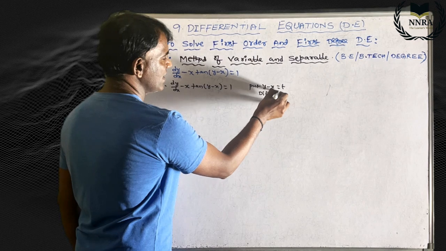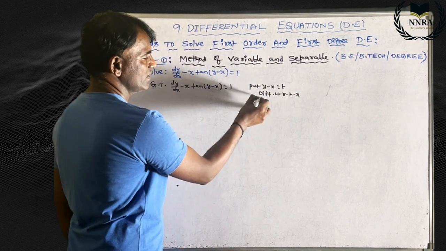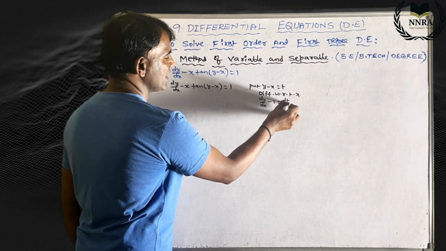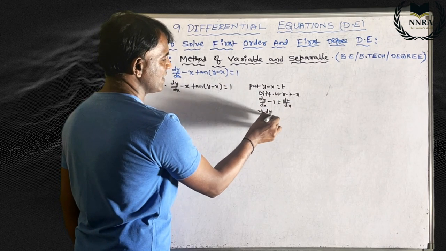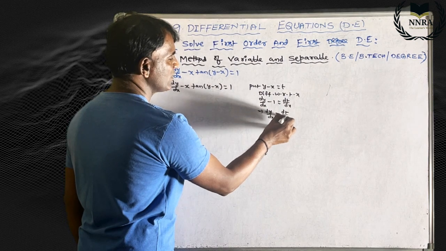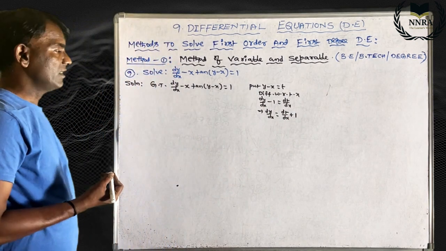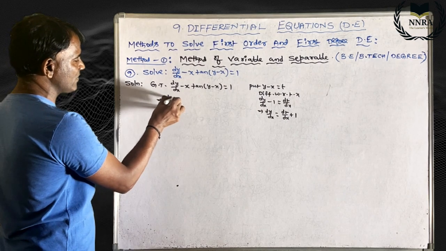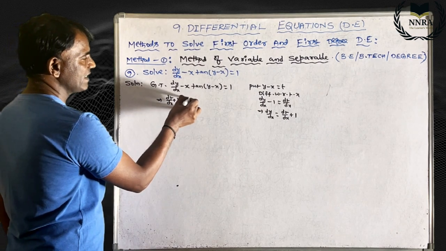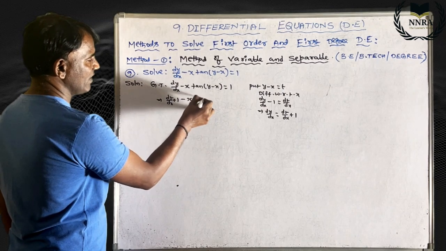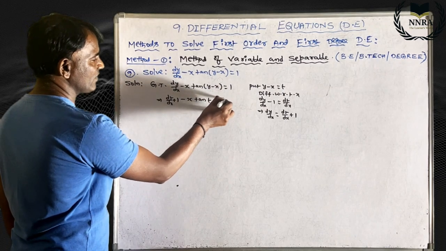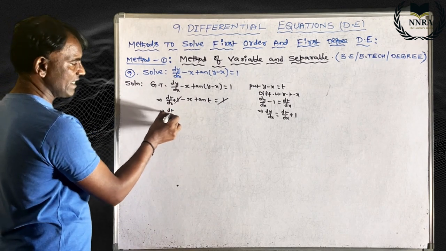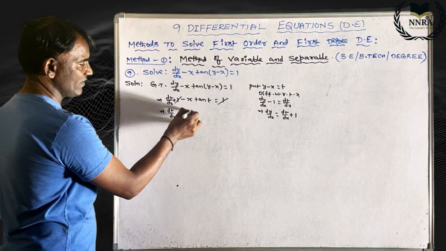Now differentiating with respect to x, it is dy by dx minus 1, which is dt by dx. From this we get dy by dx equal to dt by dx plus 1. Now substitute in this. What is the value of dy by dx? That is dt by dx plus 1 minus x, then tan of y minus x is t, again equal to 1. Cancel.